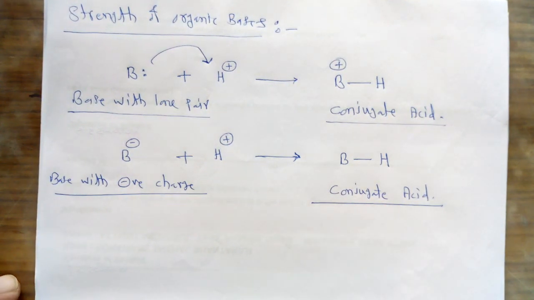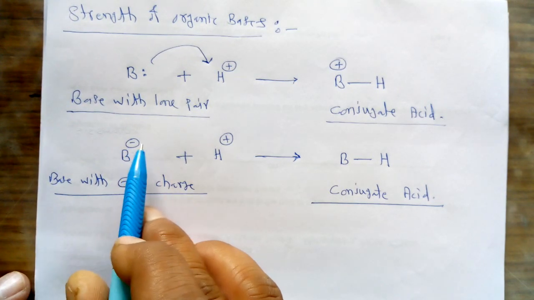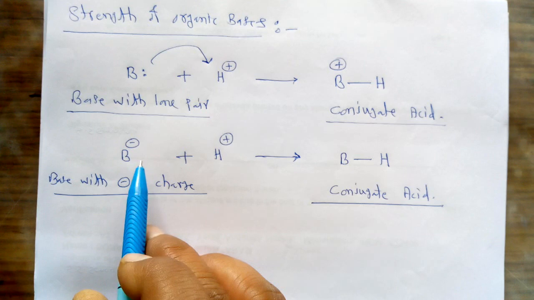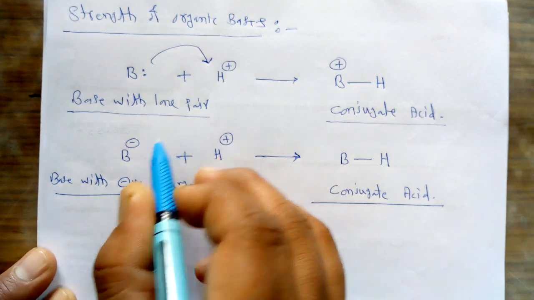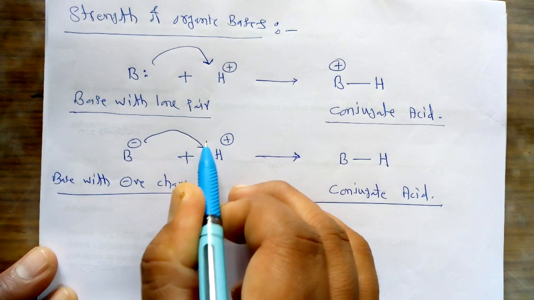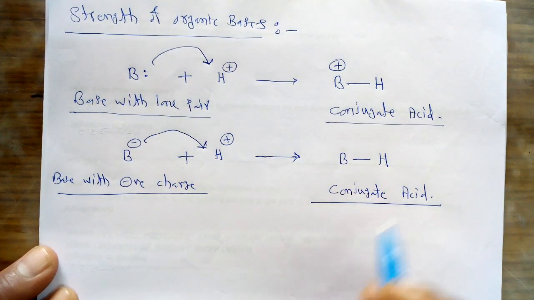While in the second case, what happens? Certain bases have a negative charge on an atom. That's why again it is called electron rich. As it is electron rich, it attacks a given proton. As it attacks a given proton, again it forms a conjugate acid. So this is the general definition of basic compounds.